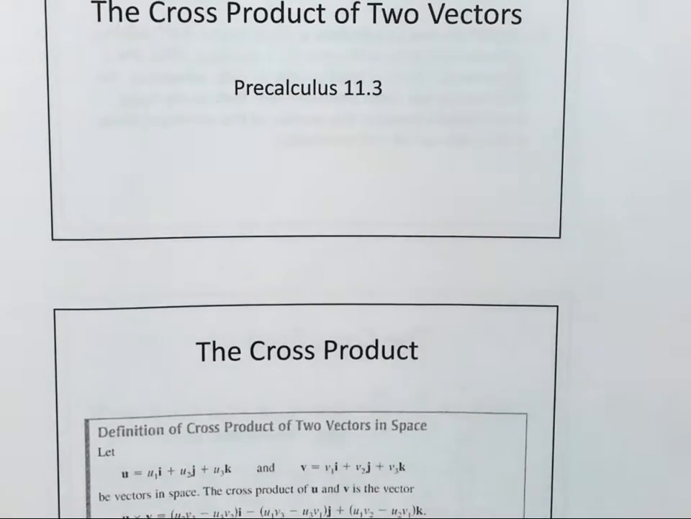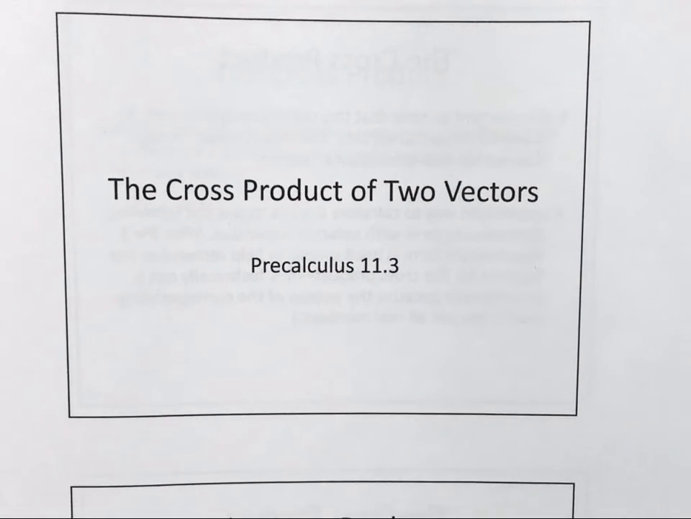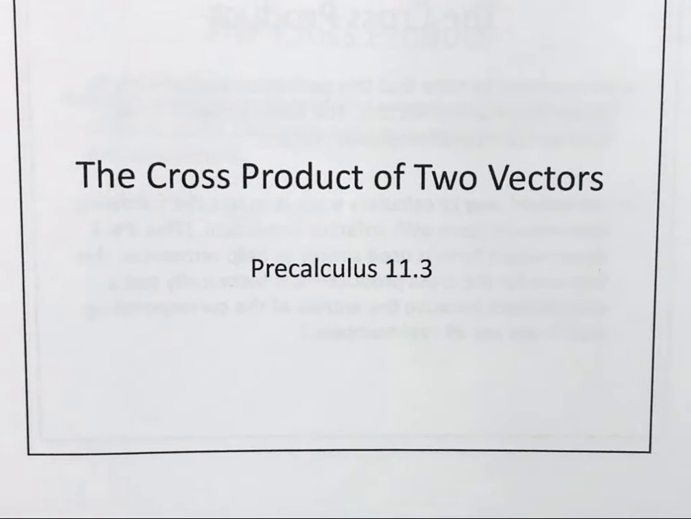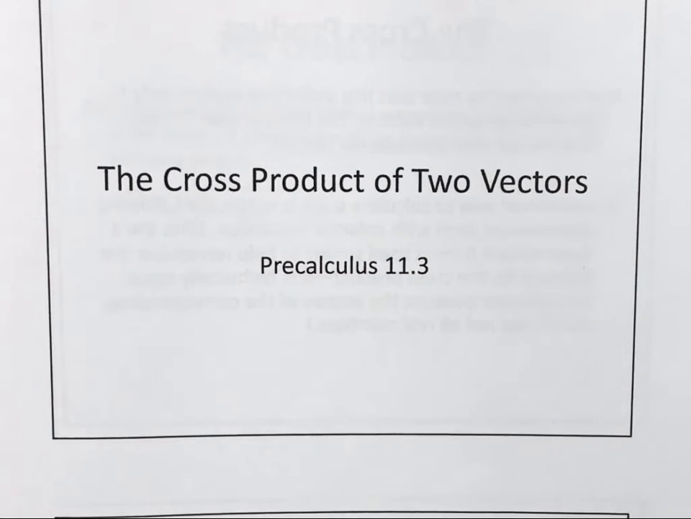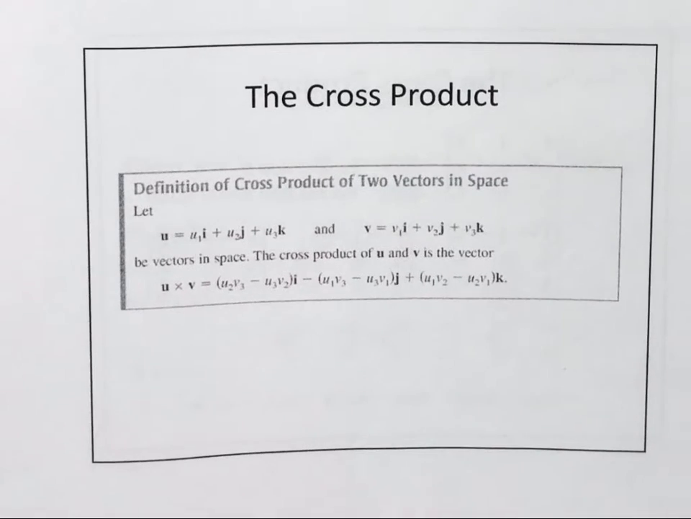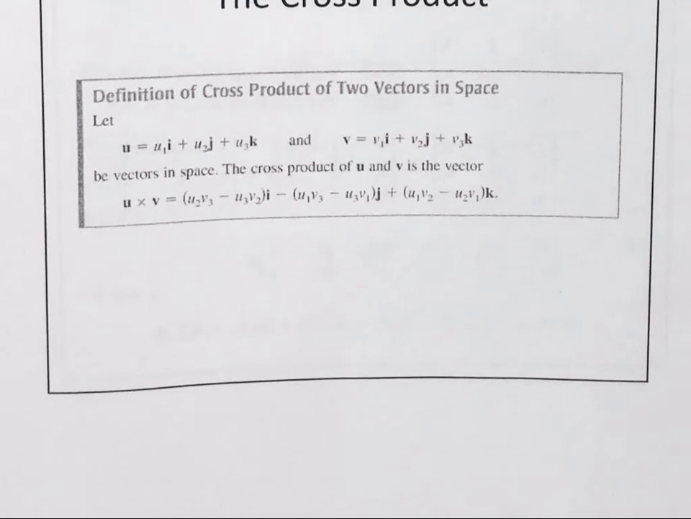For today, we're going to take a look at section 3 dealing with cross product of two vectors. Now, the cross product is just another type of operation. Honestly, the book starts off, makes this more trouble than it's honestly worth. It makes it look way too hard.